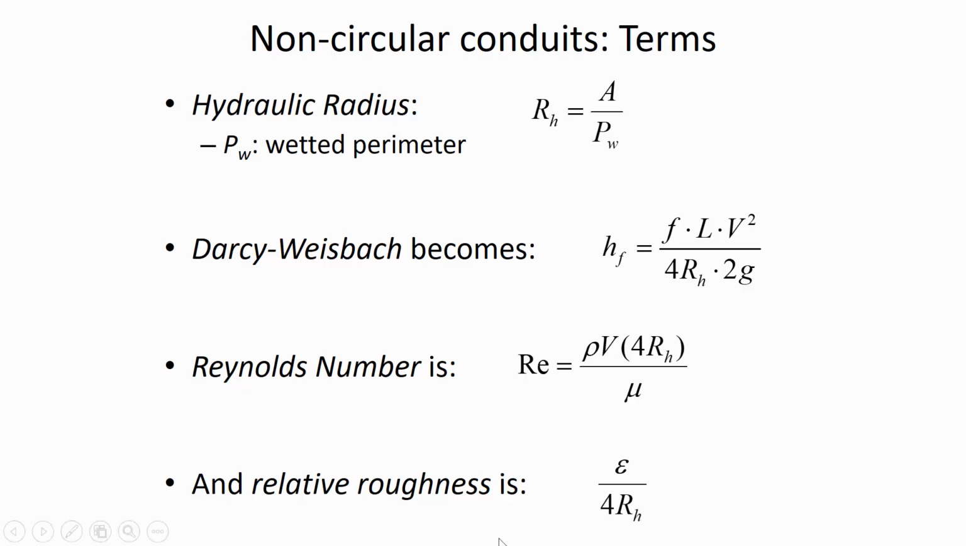So relative roughness is just that equivalent sand roughness, epsilon or K sub s, instead of divided by diameter, it's divided by 4 times the hydraulic radius. So what that means is that for a non-circular conduit, then the Jane equation looks a little bit different as well.